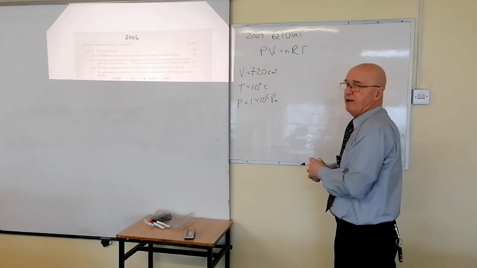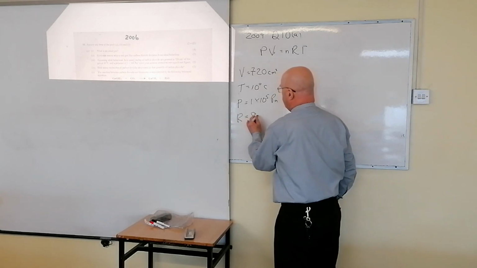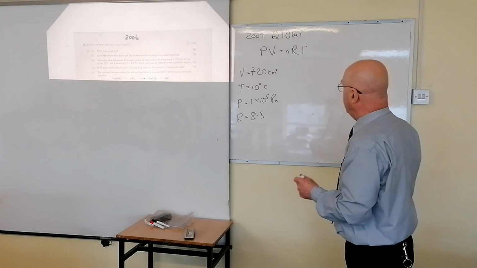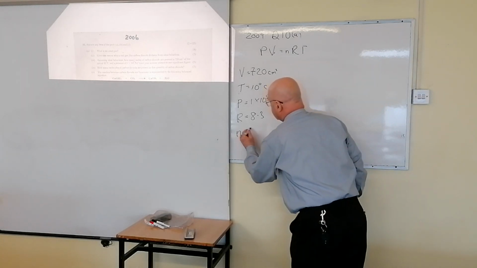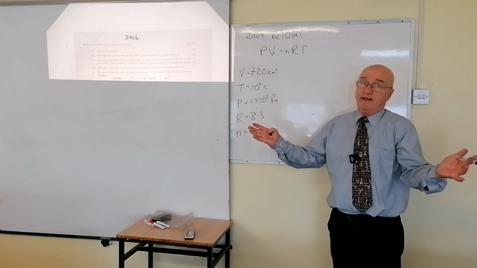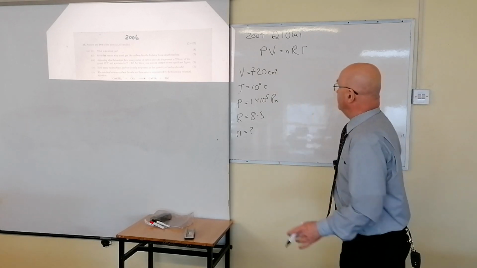Now, we've done this already, but I want to just make sure you're okay. It's very important. R is equal to 8.3, available to you at the front of your exam paper. Okay, and you're looking for n. Is that okay? And you're looking for n. No problem there, except, you know what I'm going to say to you next? If you don't convert them to metric, you're in trouble. Okay, it must go to metric.